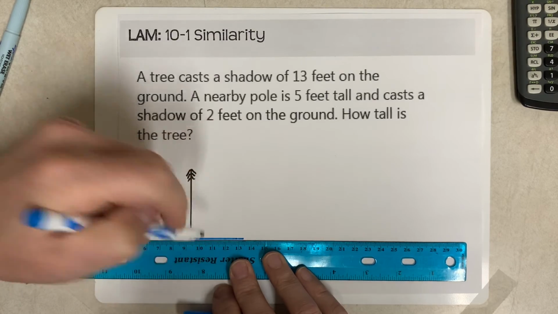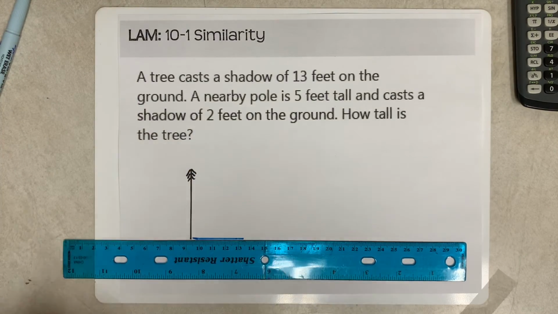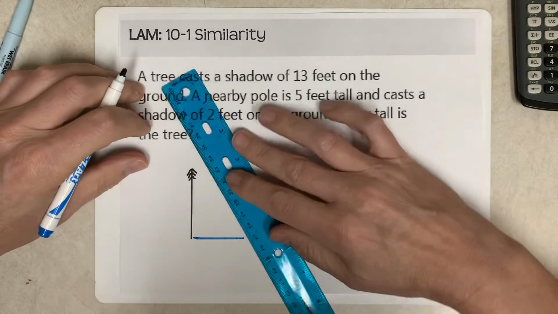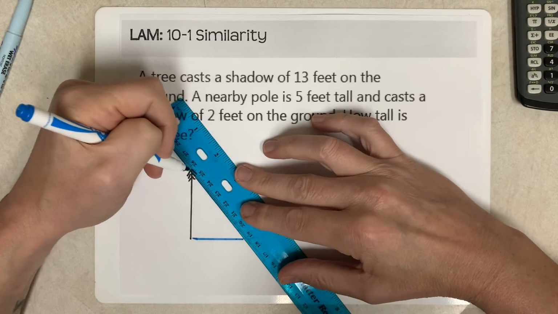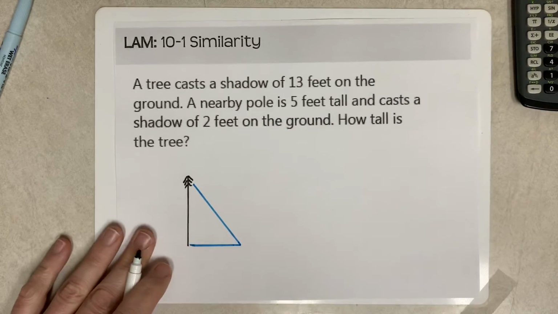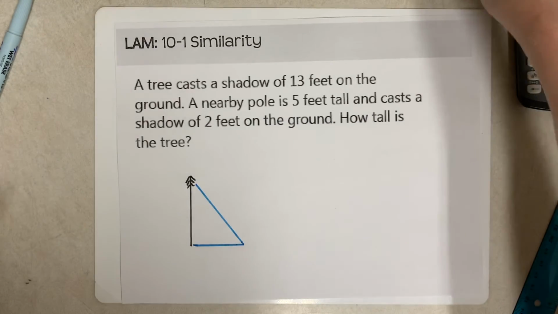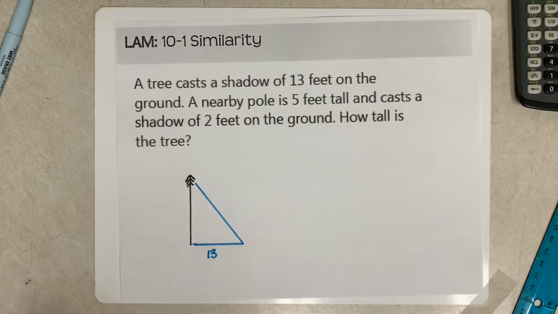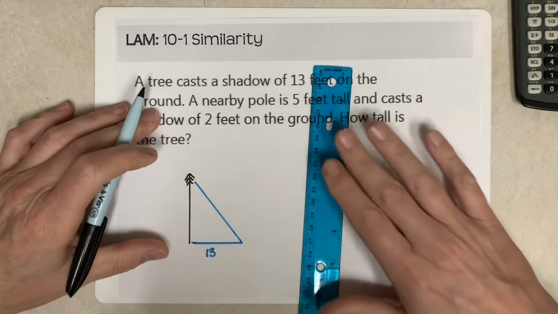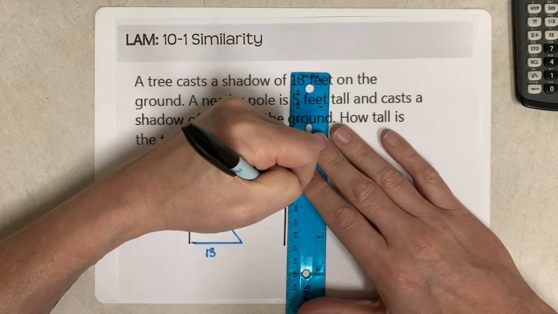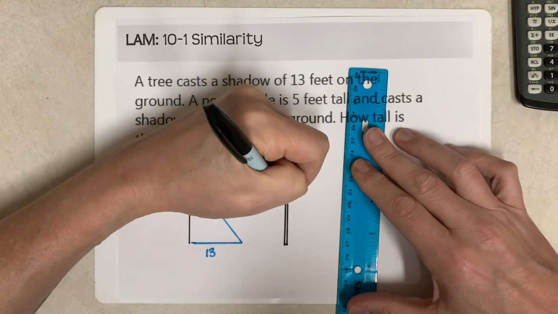Now, I don't know how to make these triangles as accurate as possible right now, and I'm not really too worried about that. So I'm just going to draw a couple of triangles here. Okay, so there's one triangle. There's my tree. And it says the tree casts a shadow of 13 feet on the ground. A nearby pole is 5 feet tall. So let's draw the pole. And it's just a pole. So let's assume it's like a flagpole. So I'm going to try and make my drawing look decent.